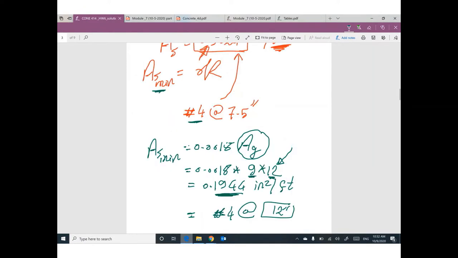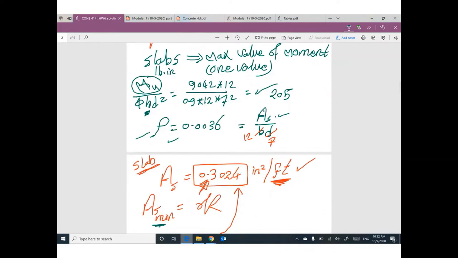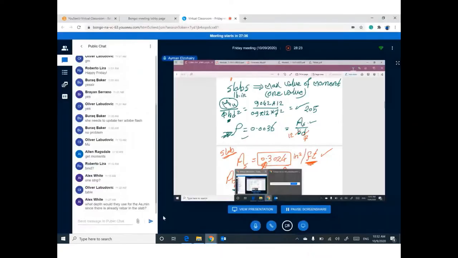But once you get rho from the table, this rho equals area steel divided by B times depth. Your depth is 7. So we have a difference here. We have a big difference between this value and this value. Alex, you got it?